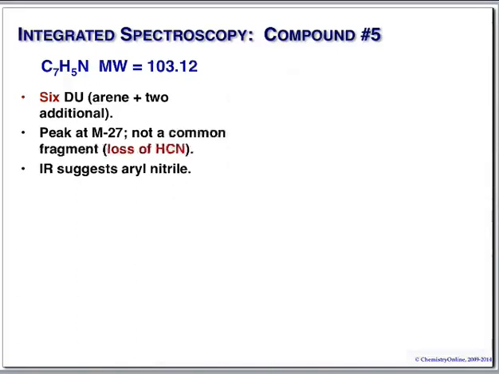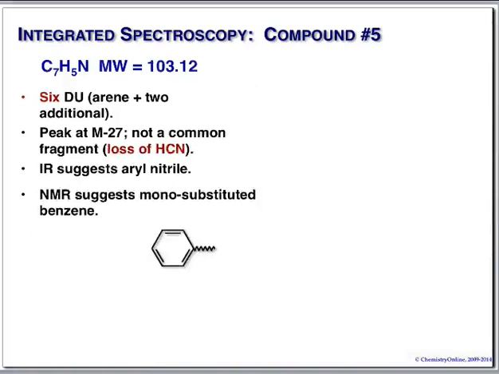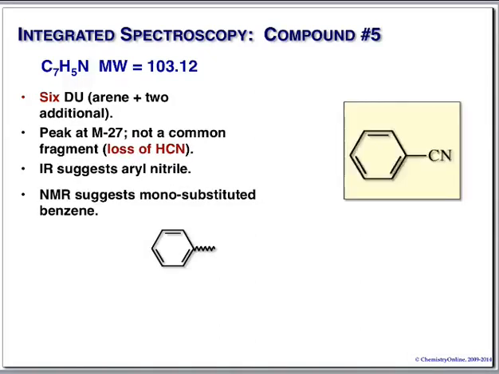Finally, if we put it together, we have a monosubstituted benzene, we have a triple bond. Oh, how about that? 27 is loss of HCN. Not something you often see, but HCN weighs 27. Now we can do that because we know the structure. This clearly is acetonitrile. Or benzonitrile, sorry.